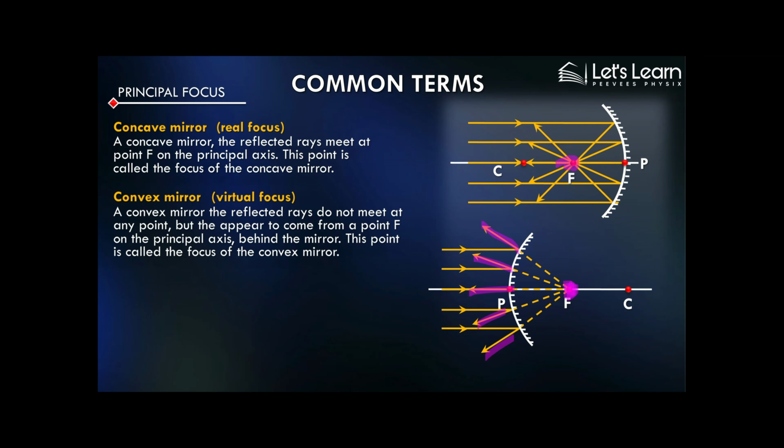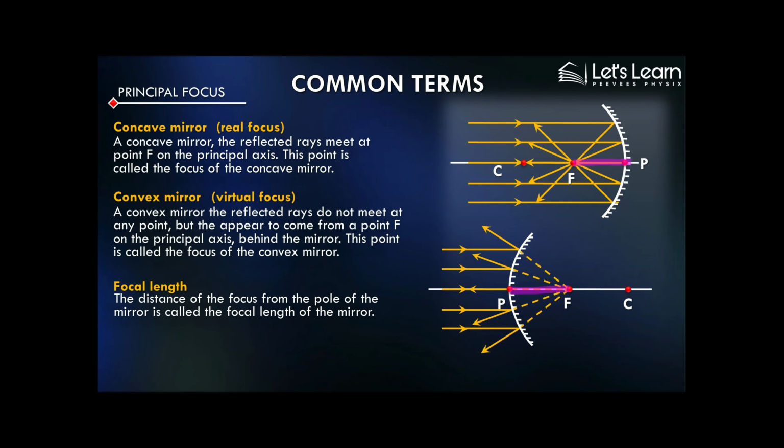And this is really happening in the case of a concave mirror, so we call it a real focus, because you can see the rays really converge at that point. This point in the case of a convex mirror, we call a virtual focus, which is not real. It appears to diverge from that point, so it's not real. And the last, focal length. What is focal length? It is the distance between the principal focus and the pole of the mirror.